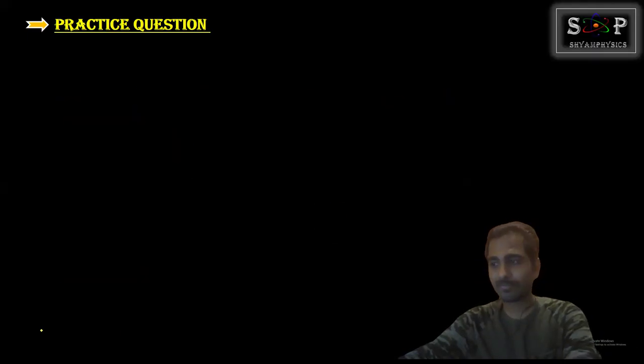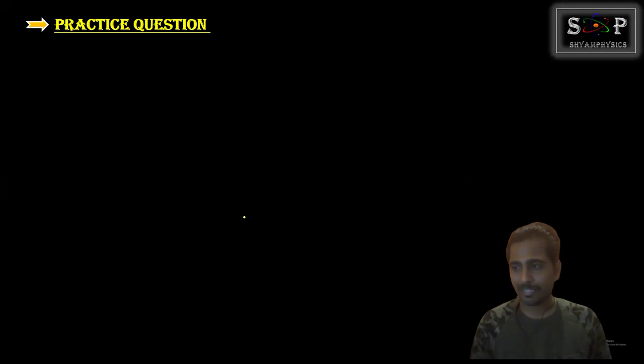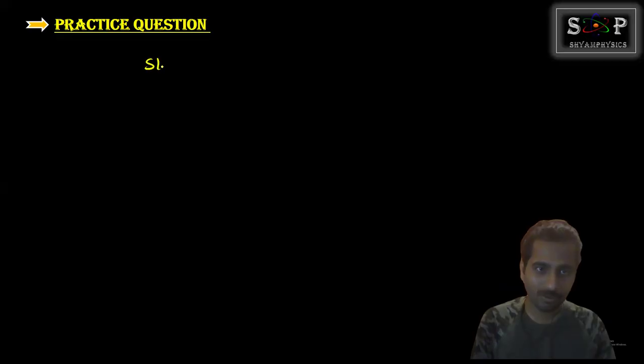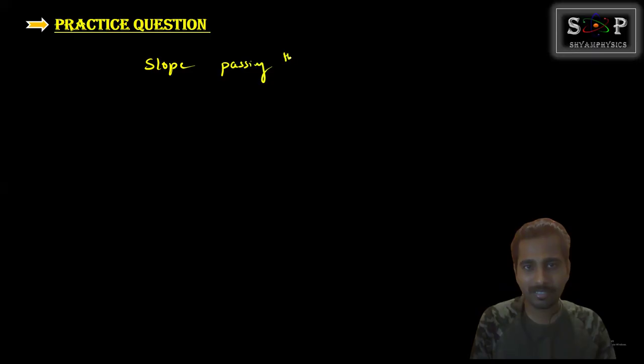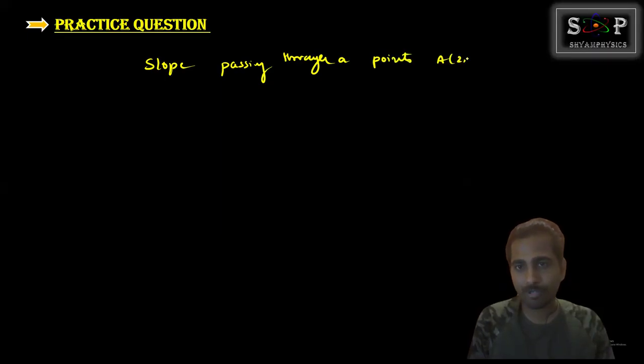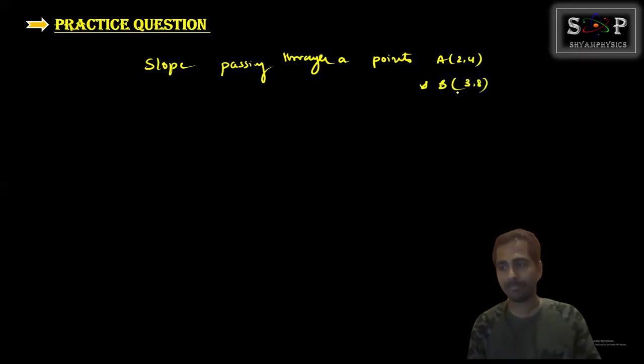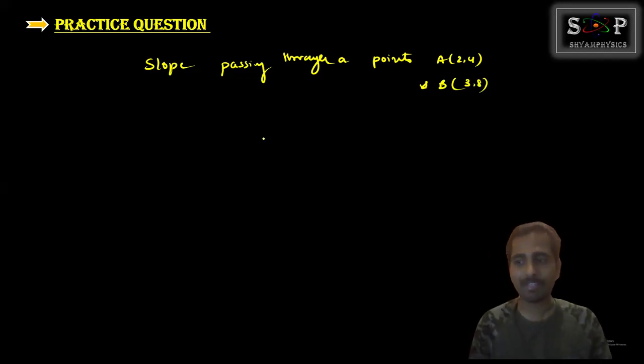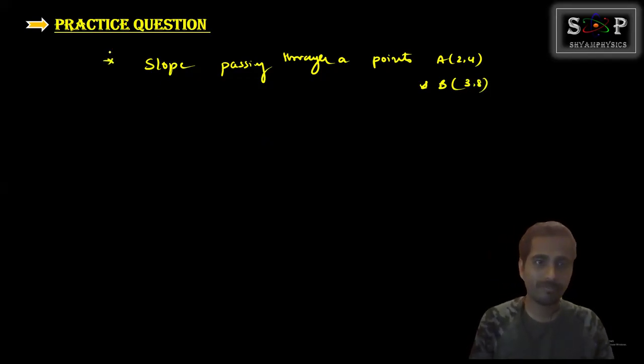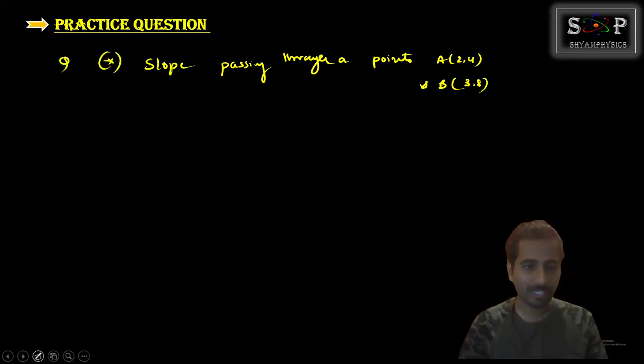Okay, the question is very simple. There is a line passing through the points. I will write the question. Slope passing through a point A of (2, 4) and B of (3, 8). They're asking us to calculate the slope. This is the question. What do we need to calculate?